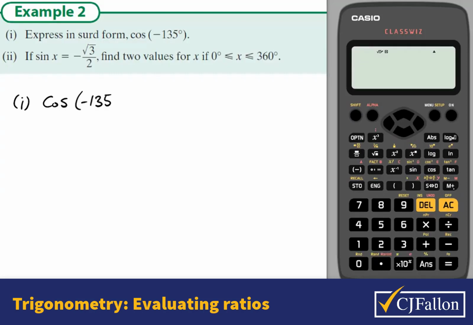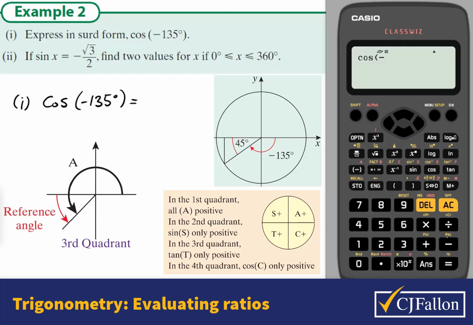If you just insert this into the calculator, you'll see that the answer is negative root 2 over 2. You might realize also that this is related to cos of 45 degrees, but negative 135 degrees is 225 degrees, which is in the third quadrant, and cos is negative in the third quadrant. So the size of the answer is the same as cos 45 degrees, but it's negative.